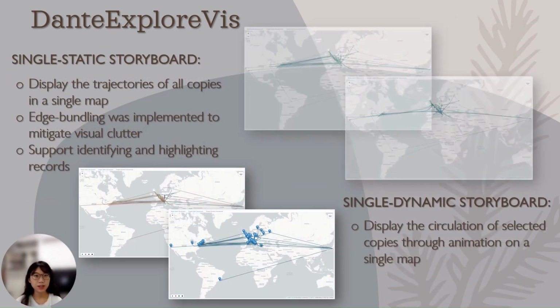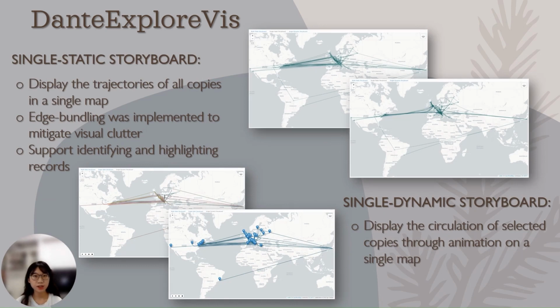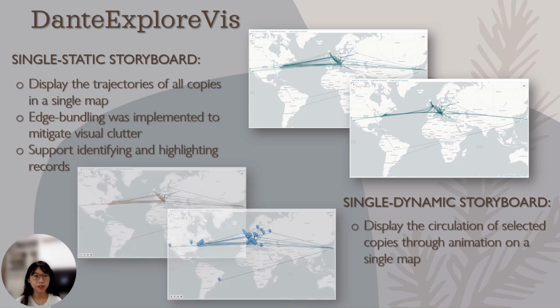The second feature is the single static storyboard designed to visualize the circulation of all book copies in a single map. Recognizing that visual cluttering can be an issue with vast data, we have integrated edge bundling to ensure a clean presentation. And lastly, we have the single dynamic storyboard to depict the book's movement through animation.